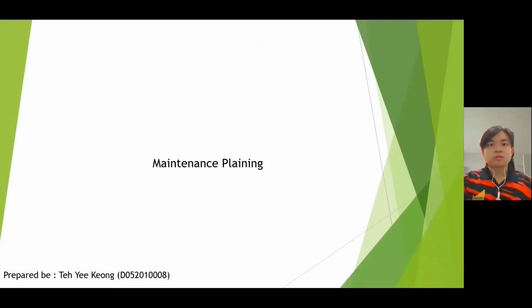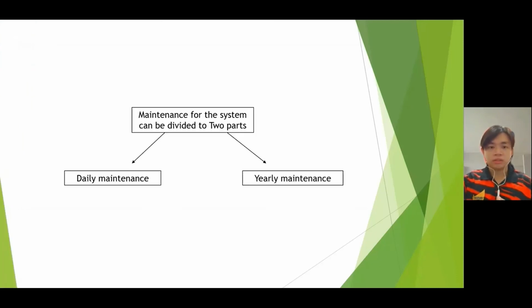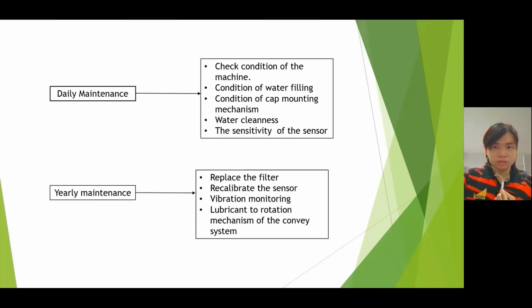Hi, my name is Tae Kyung. For our bottle filling system, there are two types of maintenance that can be done. The first type is daily maintenance. The second type is yearly maintenance. For the daily maintenance, the condition of the machine is checked daily. If there are some parts that fail to perform, immediate replacement must be done to those parts.